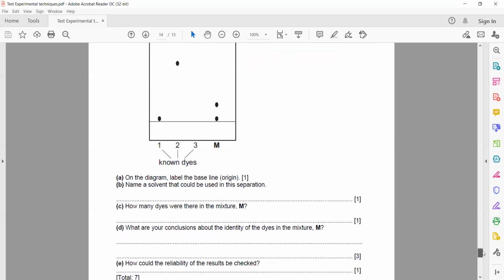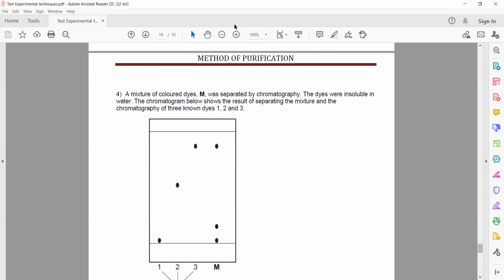Then how many dyes were there in M? How many dyes are there? So how can you identify dyes? 1, 2 and 3, because 3 spots are there, so it is a mixture of 3 dyes.